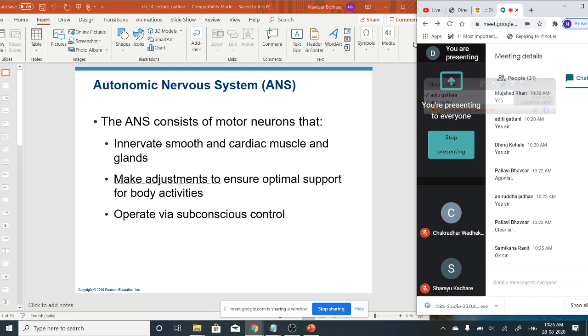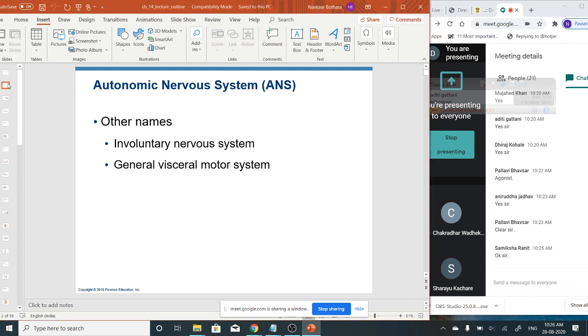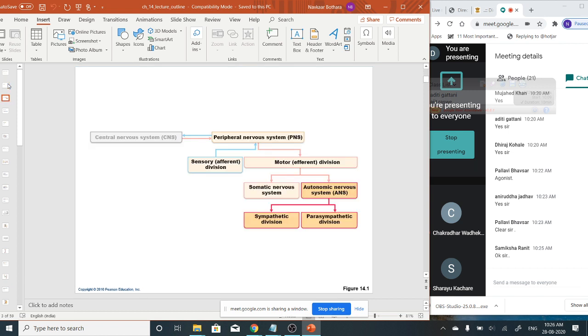You know about ANS, what it is. You were told earlier. So it has motor neurons. It is innervating the smooth and cardiac muscles. It operates through subconscious control. Everything we discussed that day. Okay. Then we also call it the involuntary nervous system or general visceral motor system.